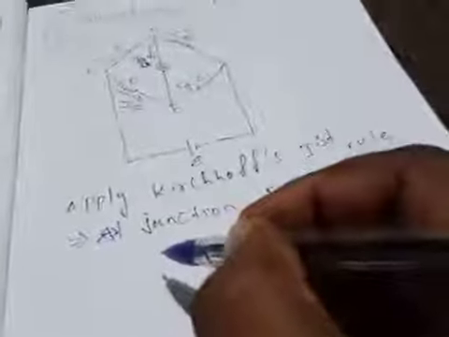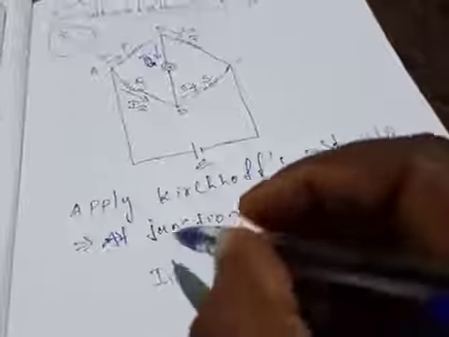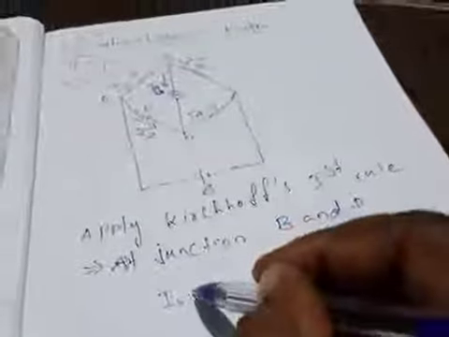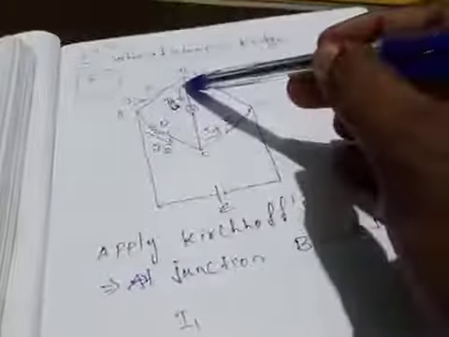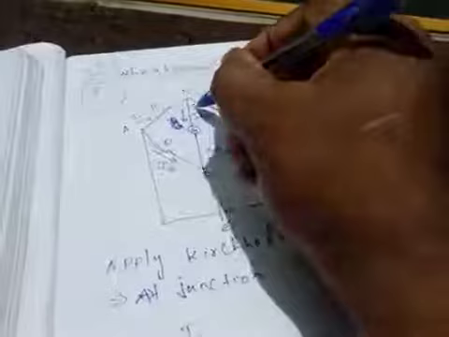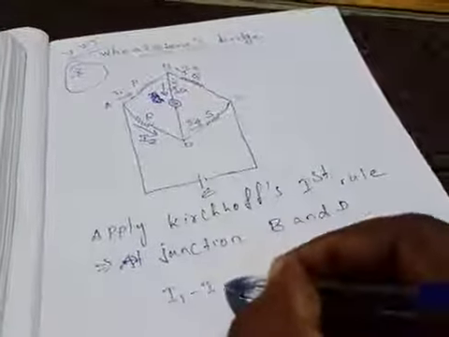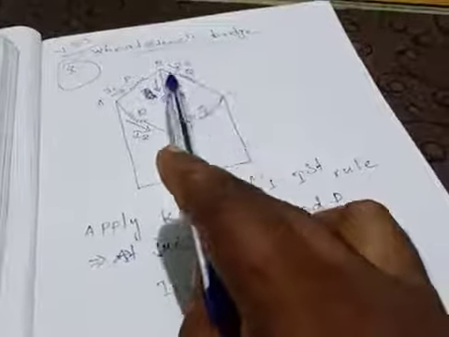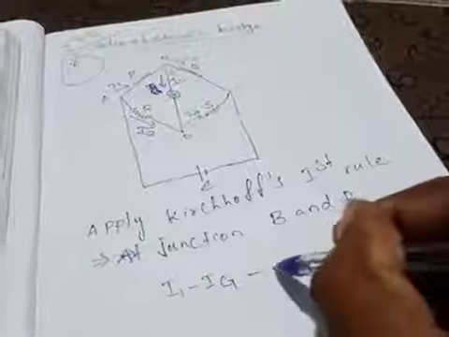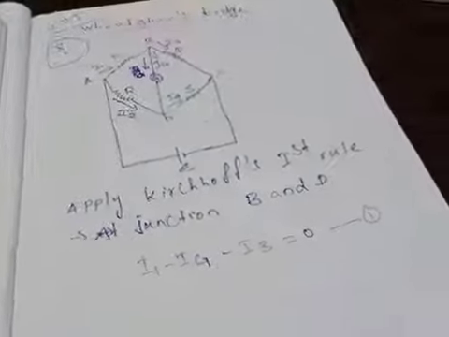What are the currents moving towards the junction? I1, so positive, plus I1. Ig is moving away from the junction, so take minus Ig. Then I3 is also moving away from the junction, so minus I3 equal to 0. This you take as equation 1.